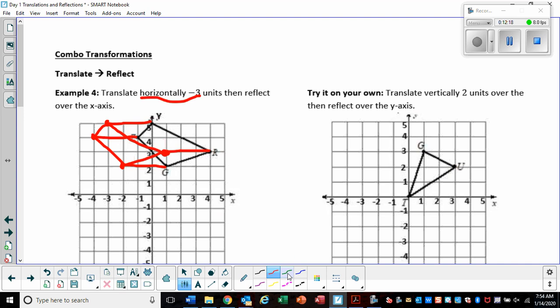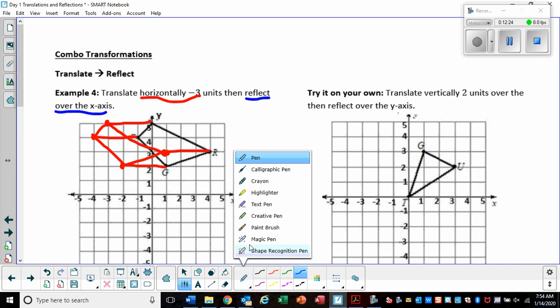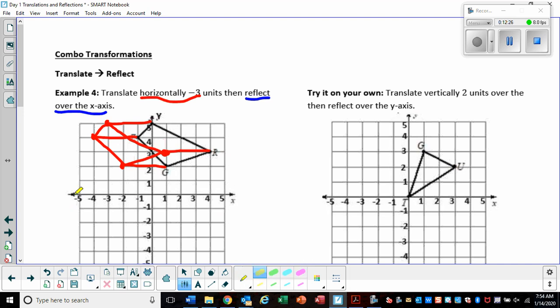Now I'm going to reflect. I'm going to do this in a different color. So I'm going to reflect over the x-axis. Okay? So I'm going to get my highlighter out, highlight my x-axis, figure out how far away I am, and then I can do it. So for these, I'm going to plot them on the other side. So this is 2 away. I go 2 away. Right here.